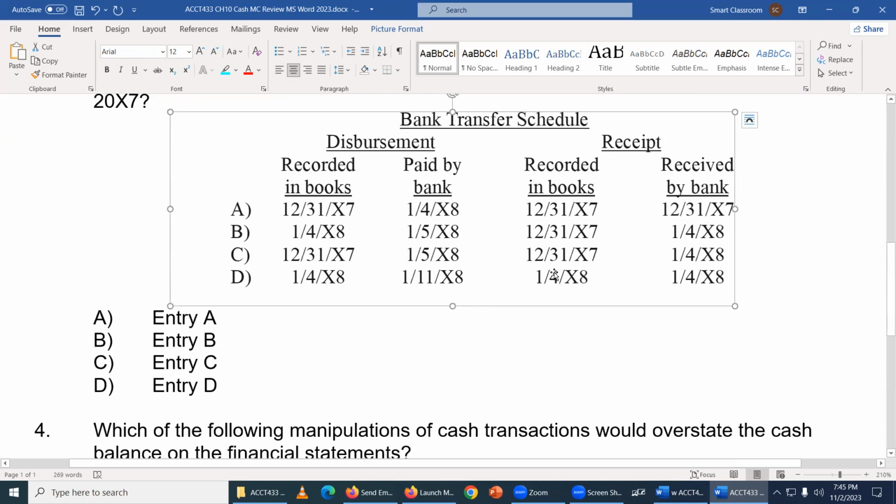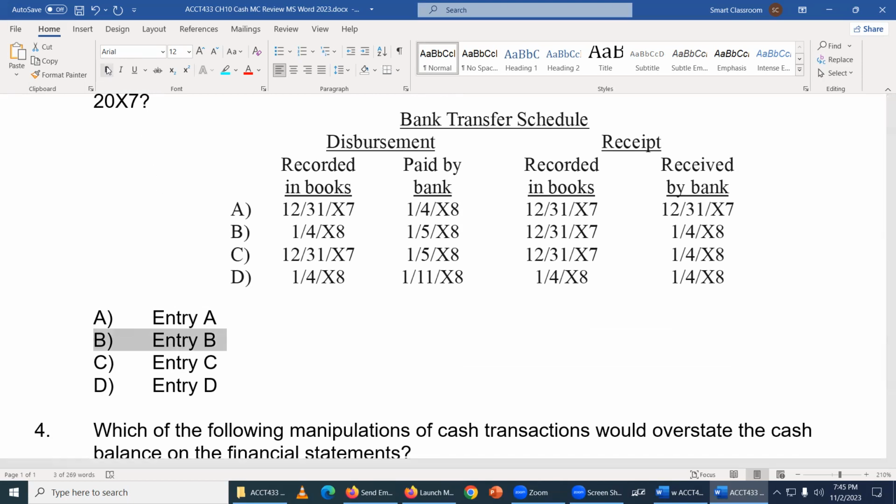Entry B. Okay, recorded on the books. Yeah, these are at two different dates, so B is going to be the problem. Let's go through all of them just to make sure. This one was done in a completely different period. So B is correct. B, or as I like to call it, B.